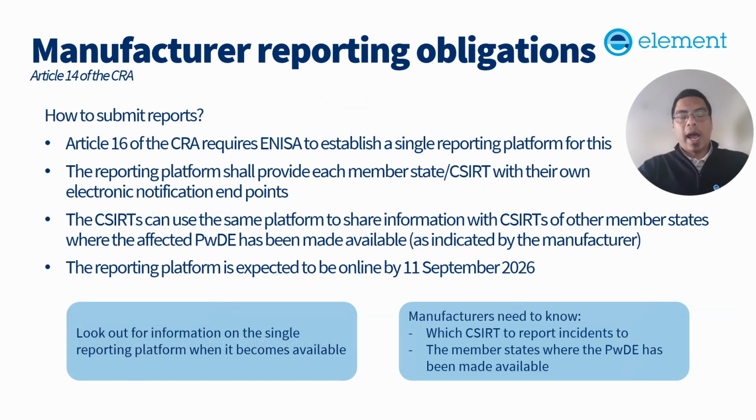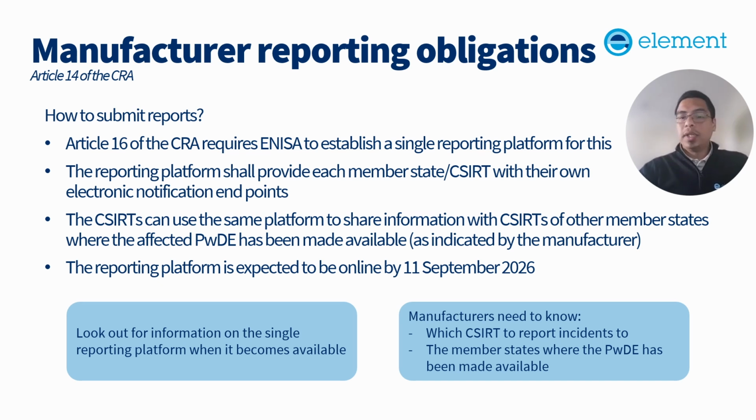So let's say we have an exploited vulnerability or an incident to report. The next question then is, how do we report these? Article 16 of the CRA actually spells out a requirement for ENISA to establish a single reporting platform for the purpose of this reporting. And the reporting platform shall provide each member state or CSIRT with their own electronic notification endpoint. So effectively, there'll be a website or something for each CSIRT that manufacturers can use to make their reports of exploited vulnerabilities or incidents.